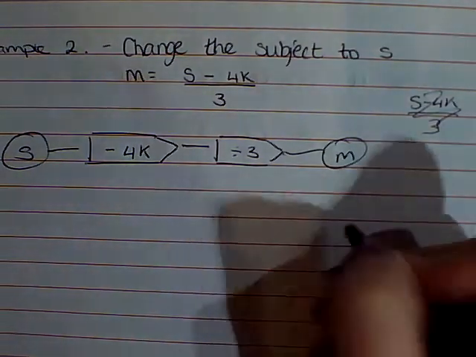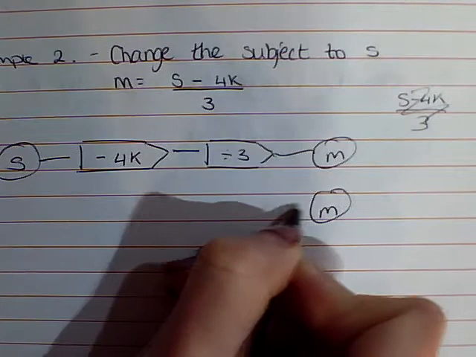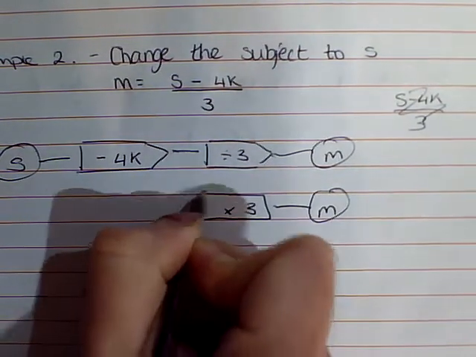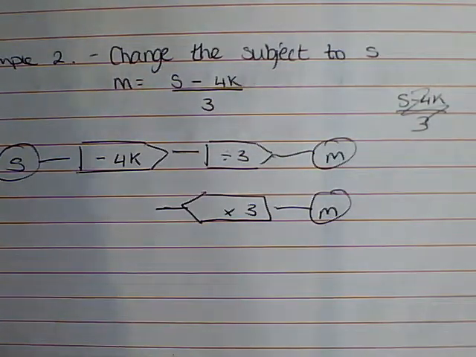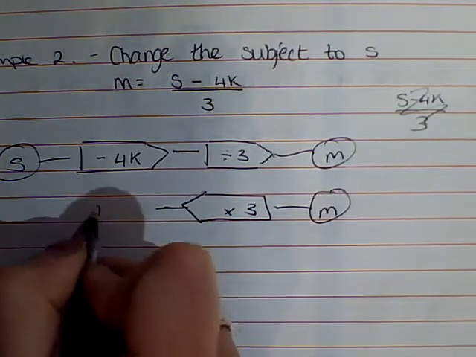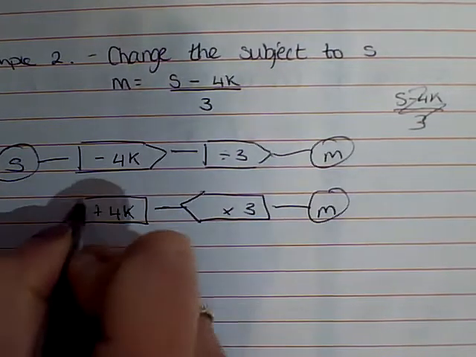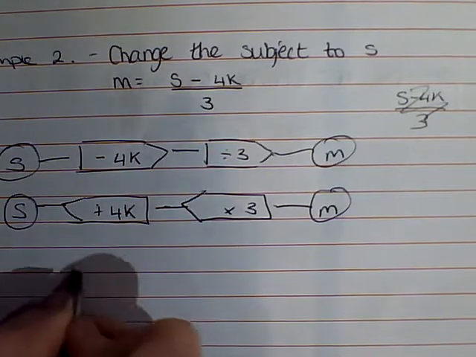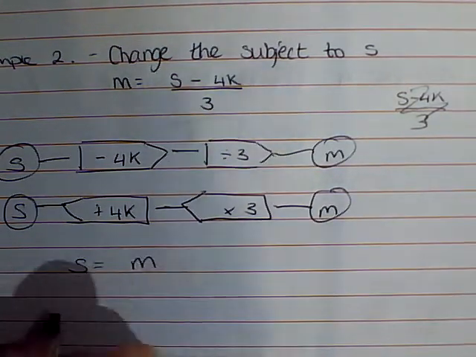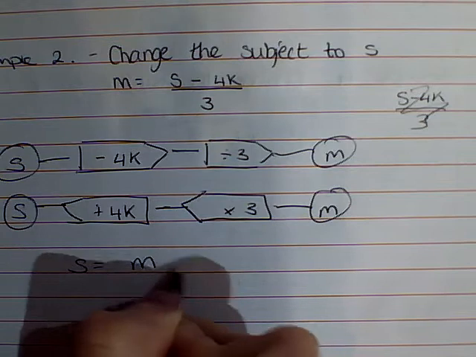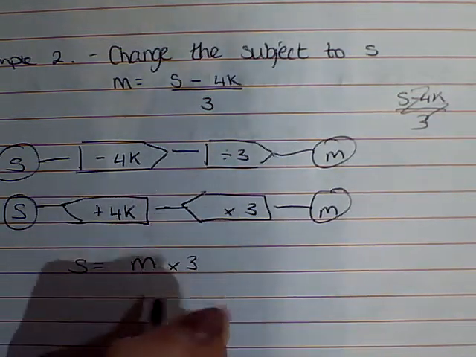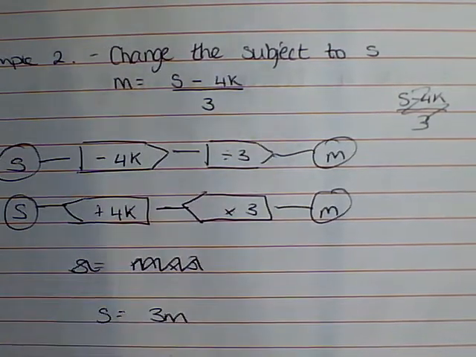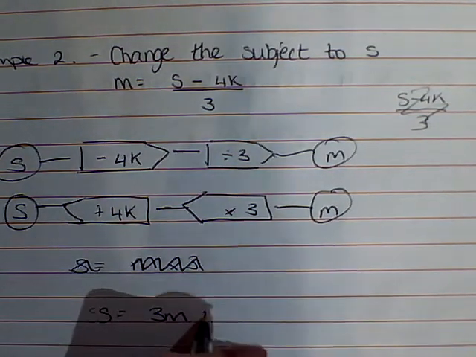And now to reverse. Opposite of divide is times. Opposite of subtract is add. And that gives me S. So S is M times 3. It's up to you, you can write it as times 3, or, because we're mathematicians, 3M. Add 4K.